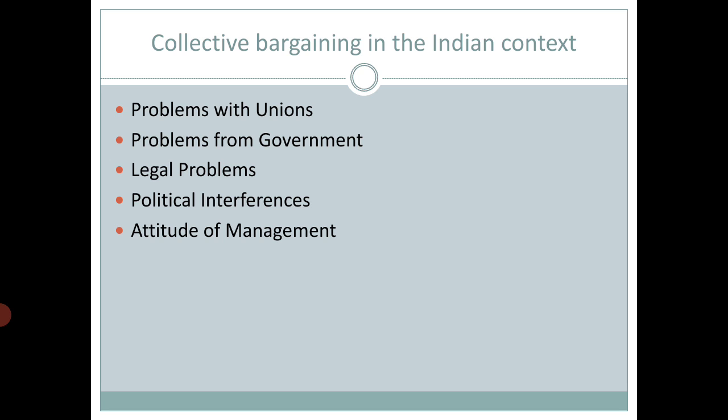So then problems from the government. The government has not been making any strong efforts for the development of collective bargaining. The government has imposed many restrictions regarding strikes and lockouts, which is an obstacle for the development of the collective bargaining process.